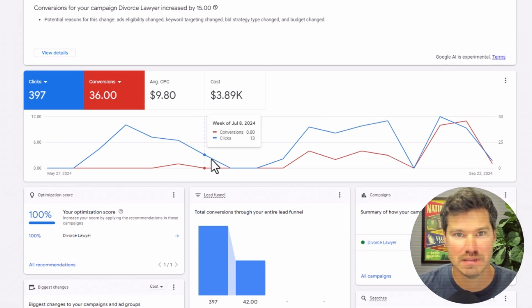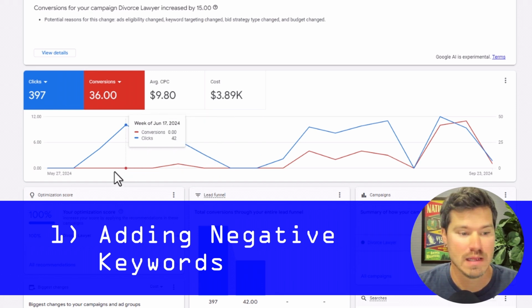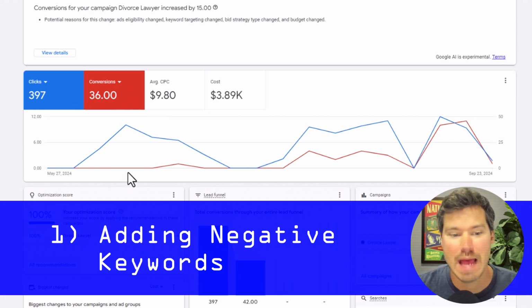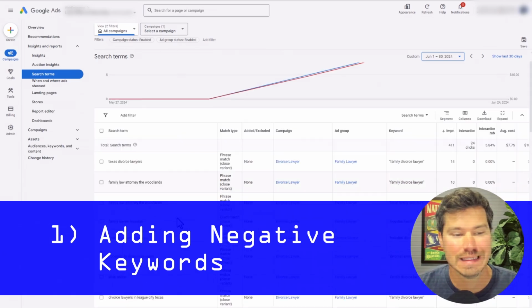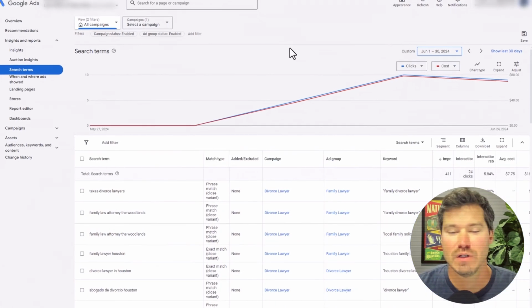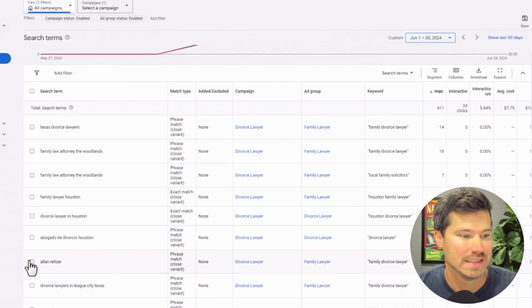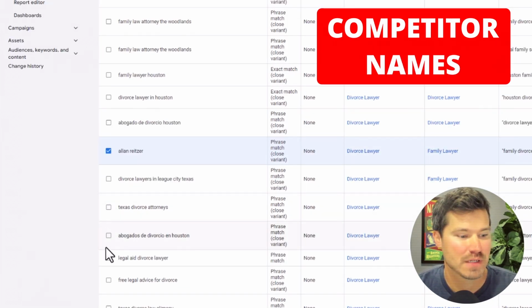First thing that happens in the life cycle of any new Google Ads campaign, assuming it's being managed well, is that negative keywords are being added. So this is a legal account. It's a divorce lawyer in Texas. And if we look at the first month of data, which was June of this year, you're going to see a lot of competitor names coming through.